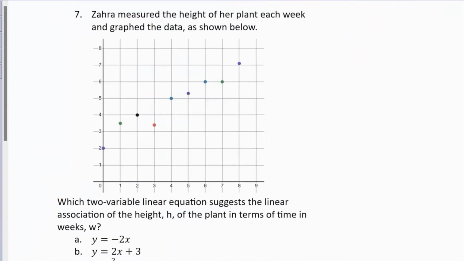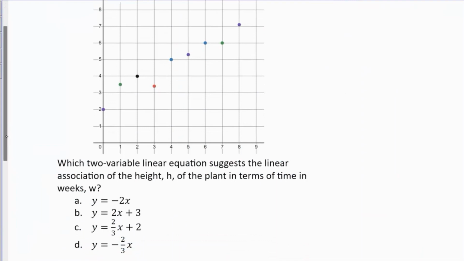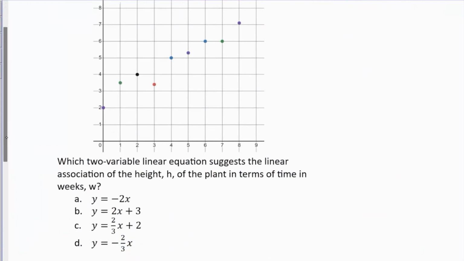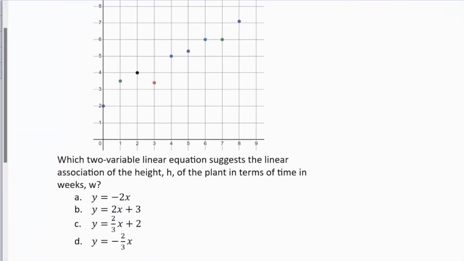All right, number 7. Zara measured the height of her plant each week and graphed the data, as shown below. Which two-variable linear equation suggests a linear association of the height h of the plant in terms of time in weeks? So this is our data of our plant, and we want to look for the line of best fit. We want to look at which line would best represent our data.